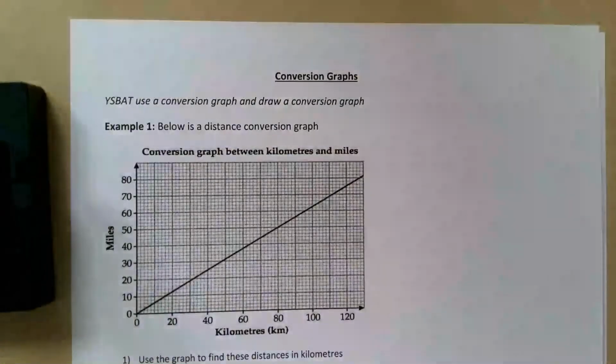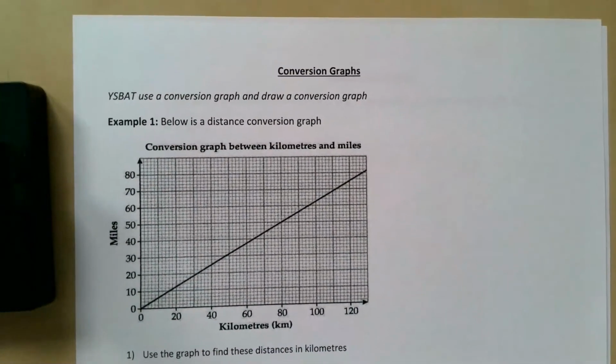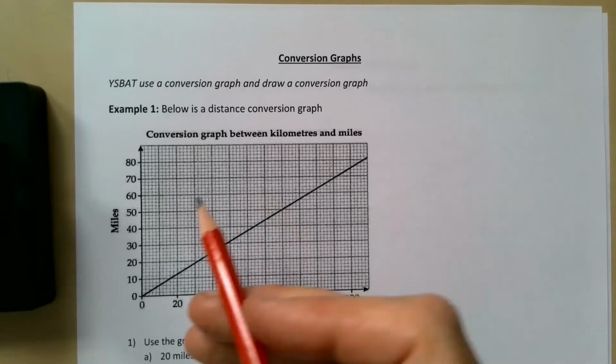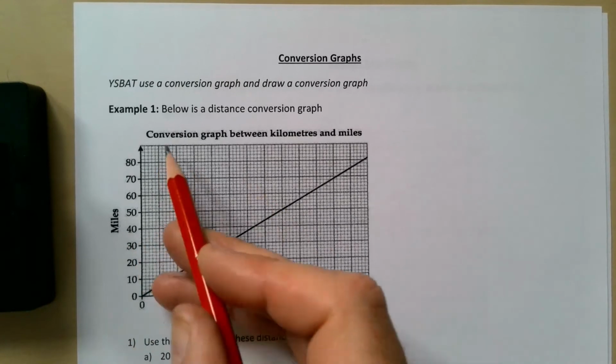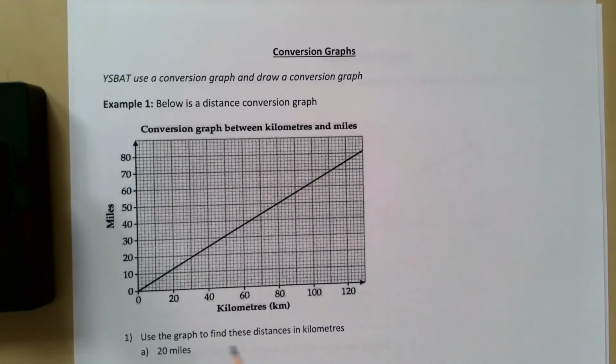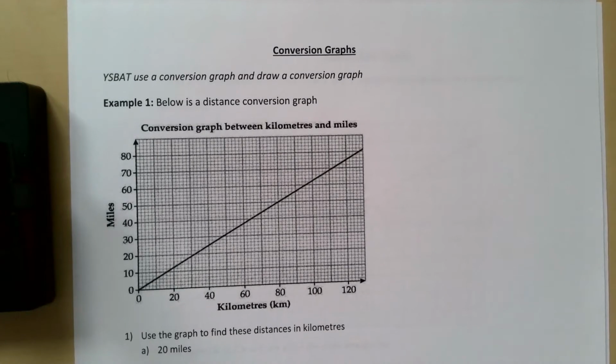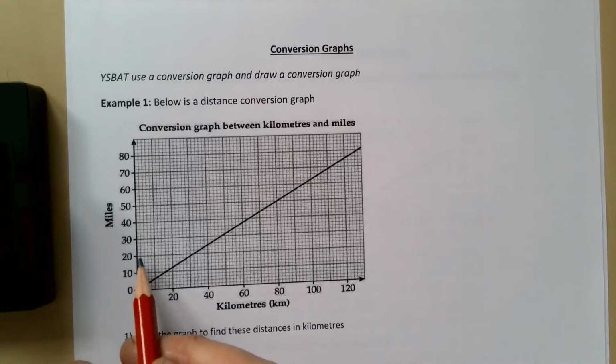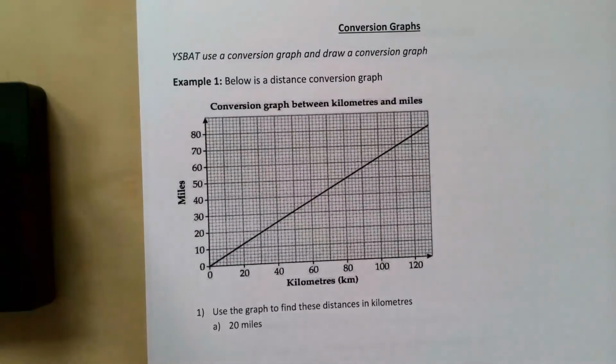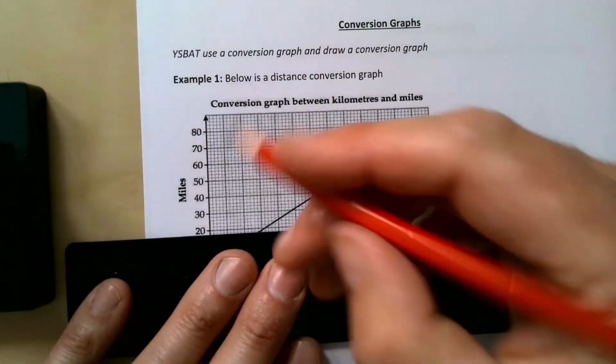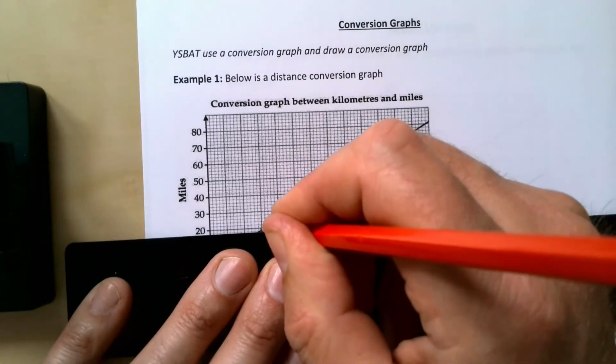And next one, then we look at conversion graphs. So this is to convert between miles and kilometers, a conversion graph between kilometers and miles. Use the graph to find the distances in kilometers. So 20 miles, and we're going to read across and down. In fact, I'll put in the wee lines. So it says 20 miles, and hopefully you can see that's my 20-mile mark there.